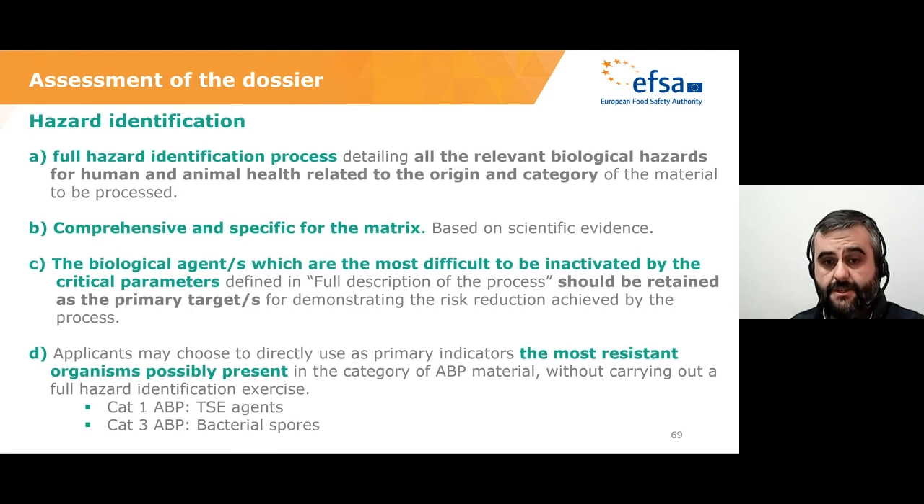For category 3 ABPs, as I mentioned in the previous slide, the applicant may decide to directly pick bacterial spores as a target, due to their very high resistance to different stresses, in particular to heat, but also to others. And then in that case, if it proves that the sufficient level of reduction already explained in the standards is achieved for the most thermoresistant spores of pathogenic bacteria that could be present in category 3 material, of course, it doesn't need to take care of other less resistant hazards that could be present.